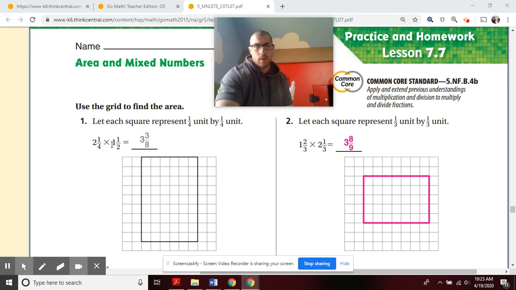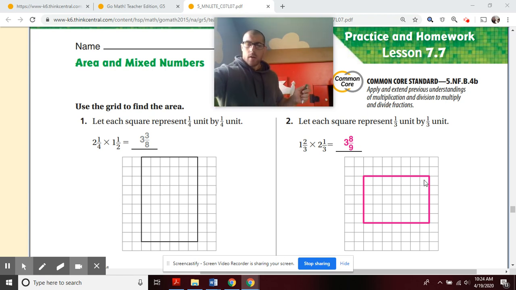All you need to do, though, is change these mixed numbers into improper fractions, multiply straight across, and then do your long division to get your answer as a mixed number. Number 2, same thing. Now what's nice here is both denominators are 3. So 3 times 1 is 3 plus 2 is 5/3. That's why it is down. 1, 2, 3, 4, 5. 3 times 2 is 6 plus 1 is 7. That's why it is across. 1, 2, 3, 4, 5, 6, 7.